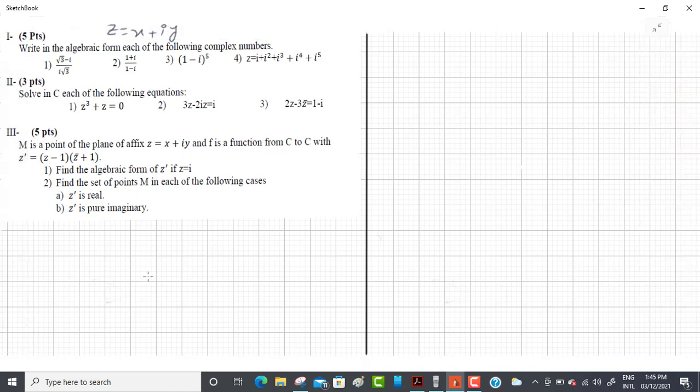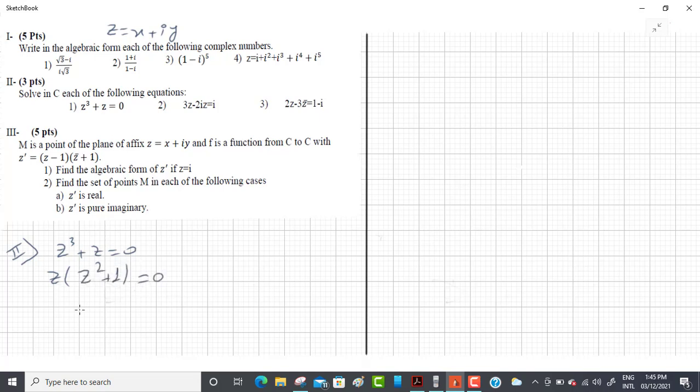Question number 2. Solve in C each of the following. C is the set of complex numbers. Okay, z cube plus z equal to 0. I can take z as a common factor. It's z times (z square plus 1) equal to 0.